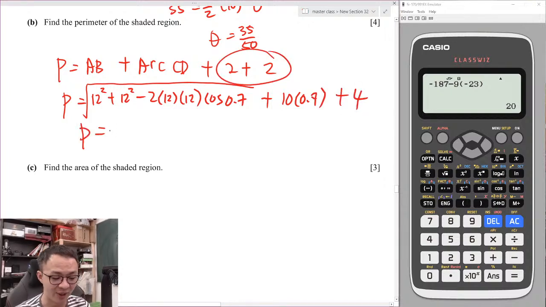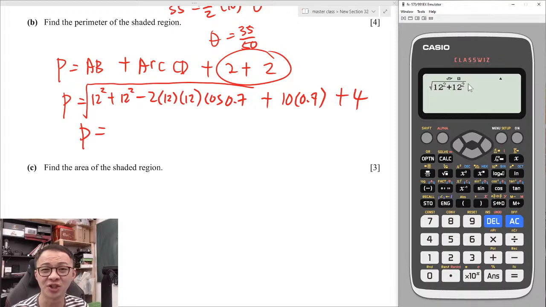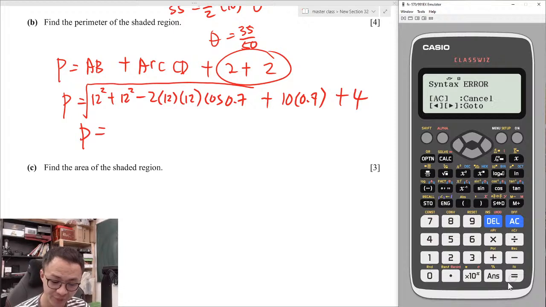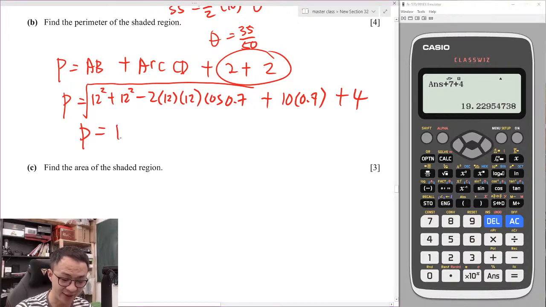Now I can straight away get my answer here. Square root of 12 squared plus 12 squared. Make sure you calculate in radian, because 0.7 is in radian. If you see a D on the top here, you need to change it into R. Minus 2 times 12 times 12 times cos 0.7. Oops, I forgot the bracket. Then I plus 0.7 times 10, which is 7, plus 4. So my final answer is 19.2 centimeters.